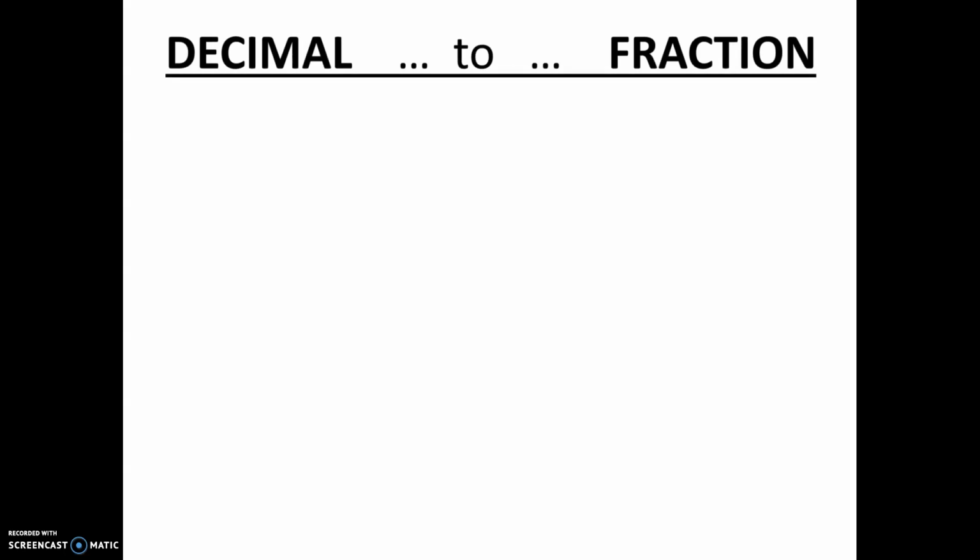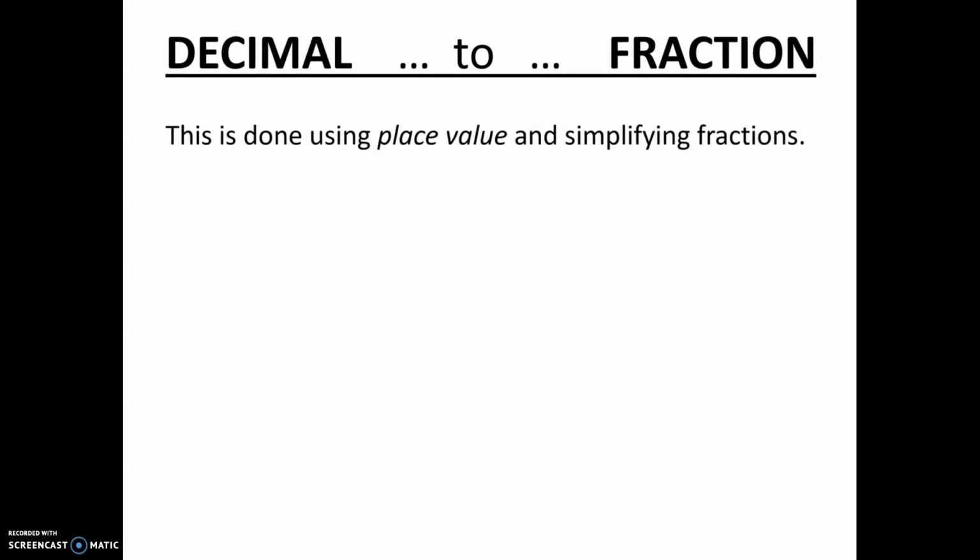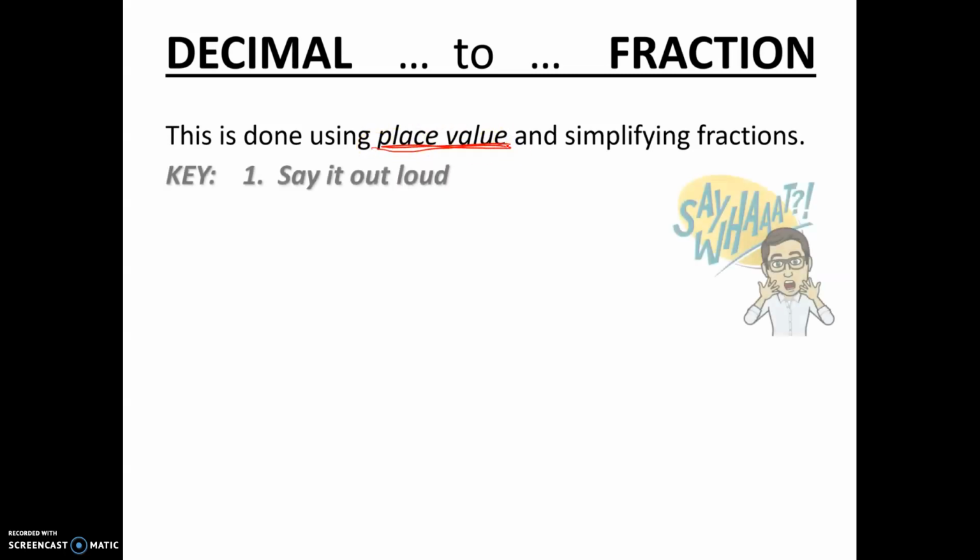So let's talk about converting decimals to fractions. This can be done using the place value. That's important. We just look at the place value and we're good to go. The idea is just say it out loud, right? So just say it out loud.